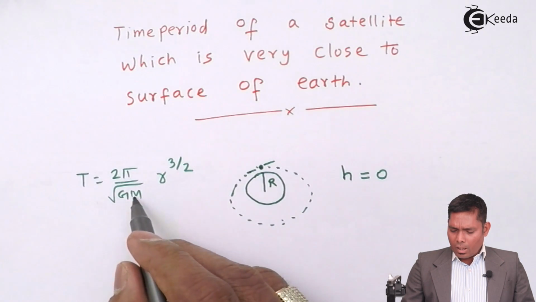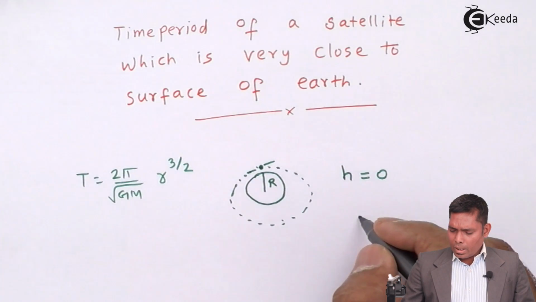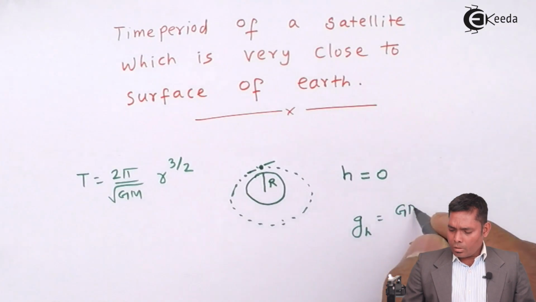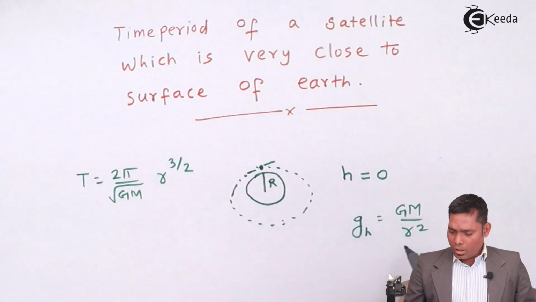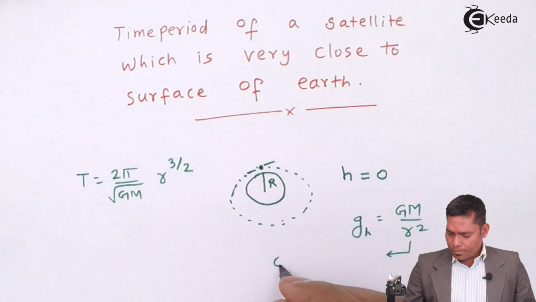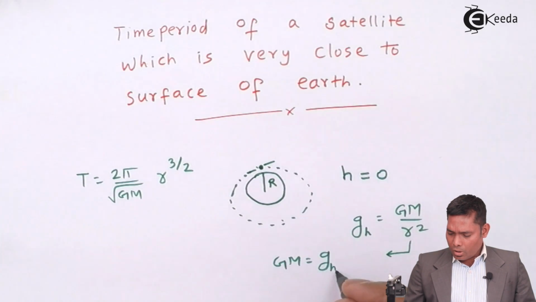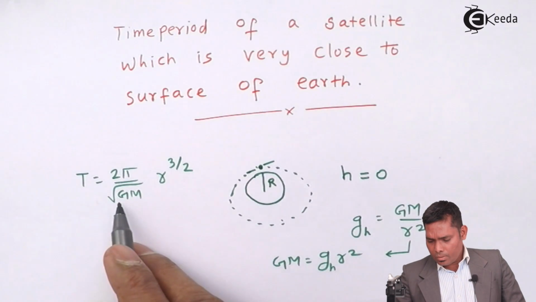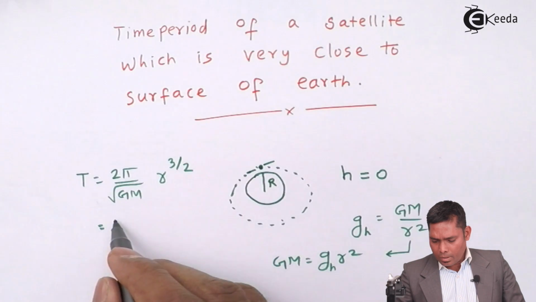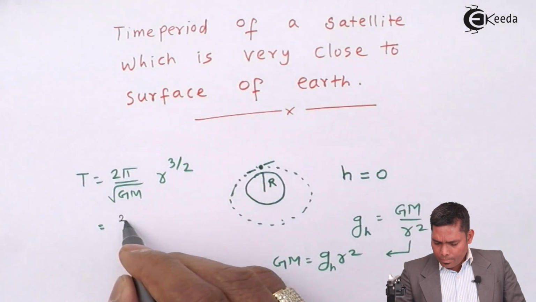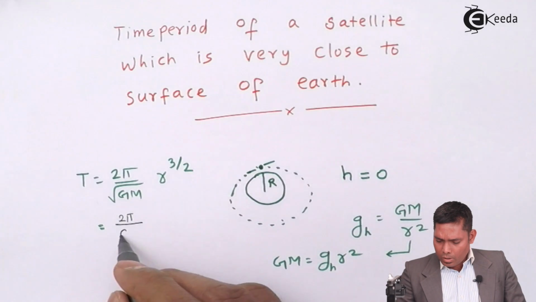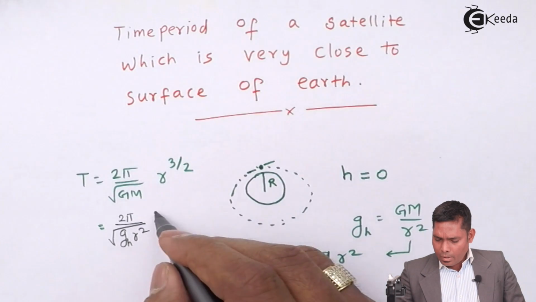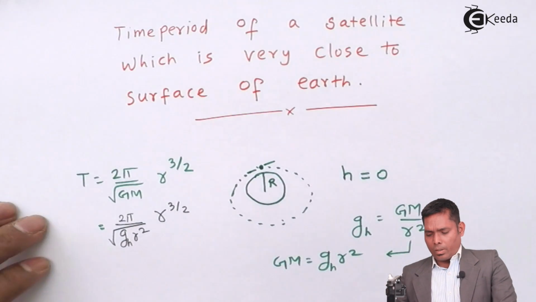Under root of GM, because we know that g_h is GM over r squared, so this GM can be written as g_h r squared. If I substitute this over here, GM as this, what will I get? I'll have 2 pi, this is g_h r squared, the root is there also, and r to the power 3 by 2.